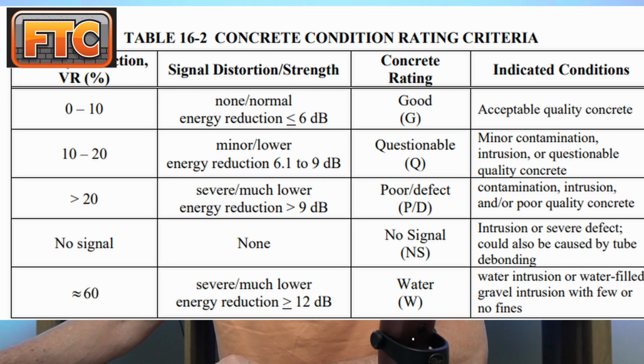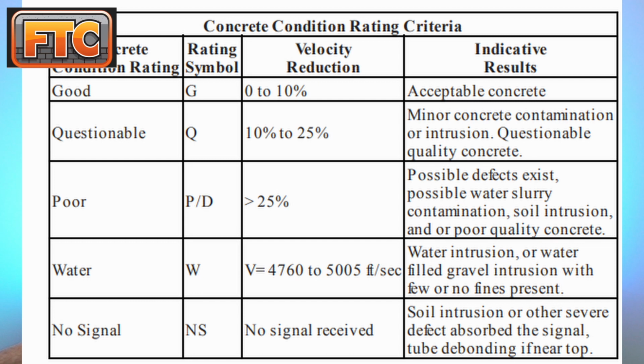Now, I noticed that the 2018 update to the FHWA Drilled Shaft Manual changed the condition rating criteria to also include ranges in reduction of signal energy. The older condition rating criteria does not factor energy into the assessment except in a qualitative manner. In my opinion, I recommend using the older condition rating criteria.